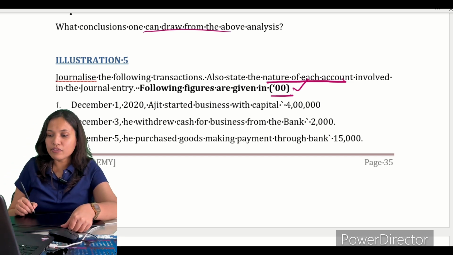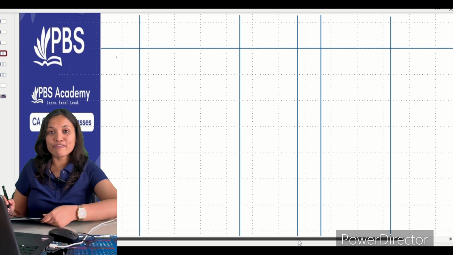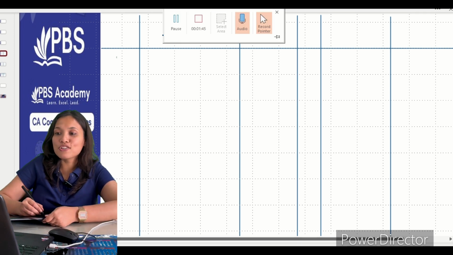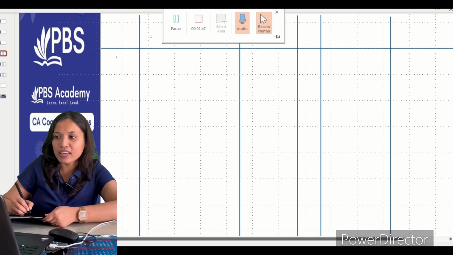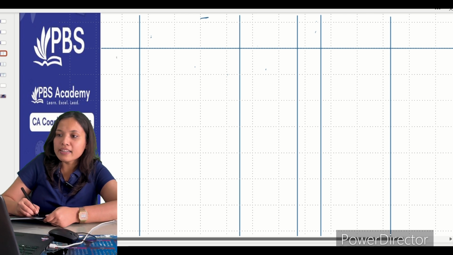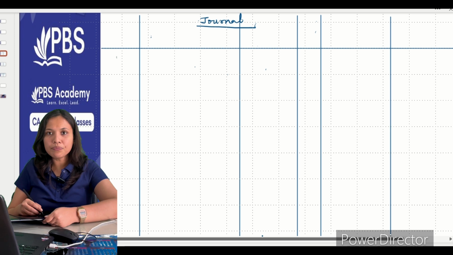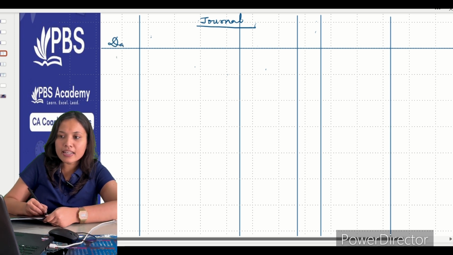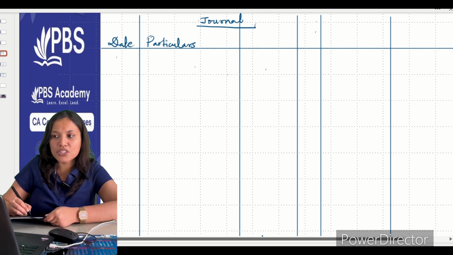So I have already drawn the format. I have kept the format ready because my lines should come in a proper manner. So let me write the heading. Please write the heading journal and then solve. Write the heading journal, write date, particulars, because in this question we were asked, so I made one additional column, nature of accounts.